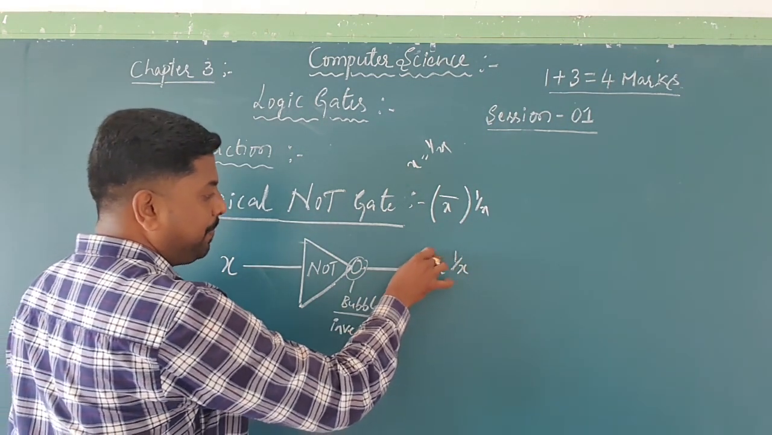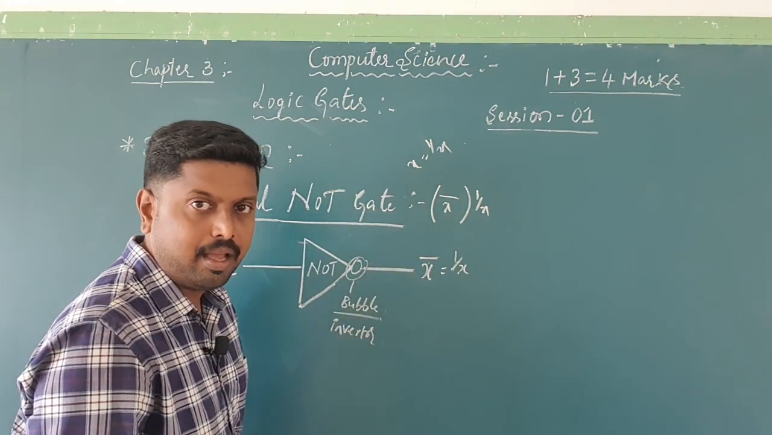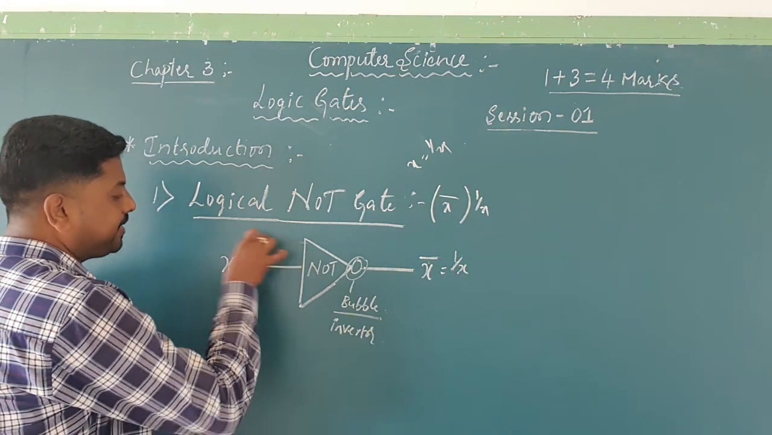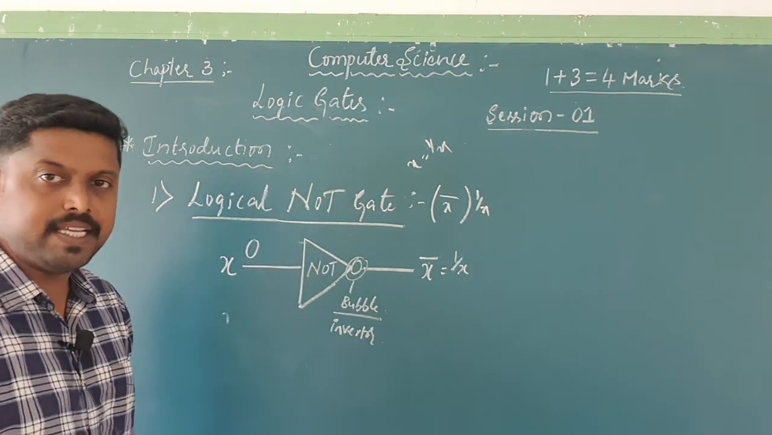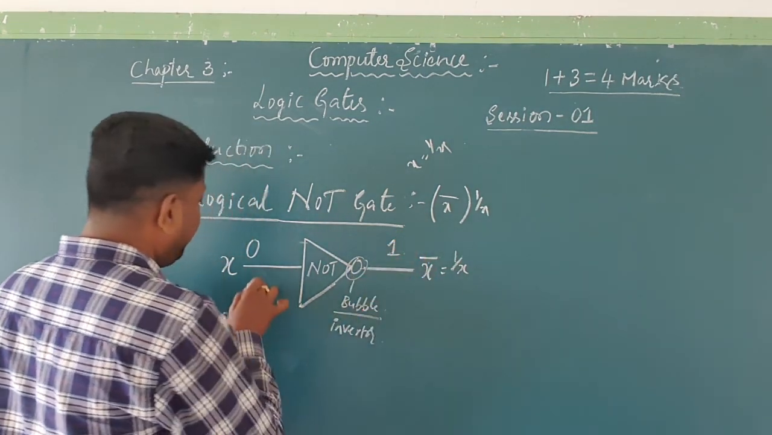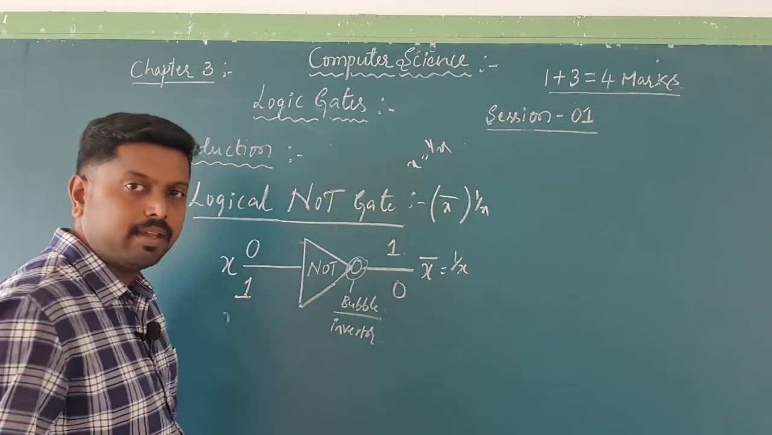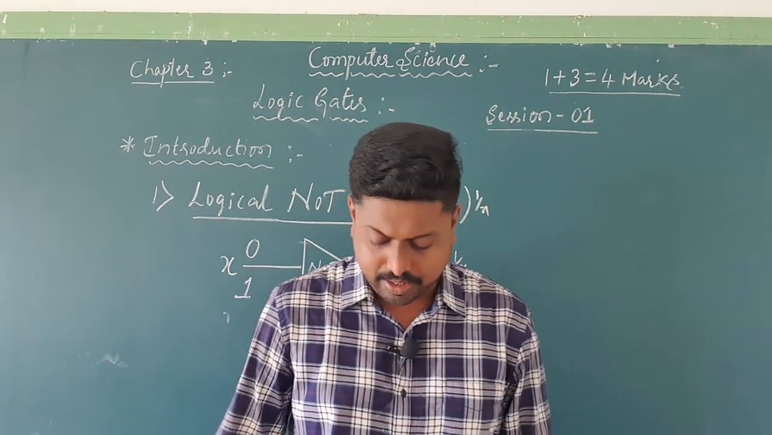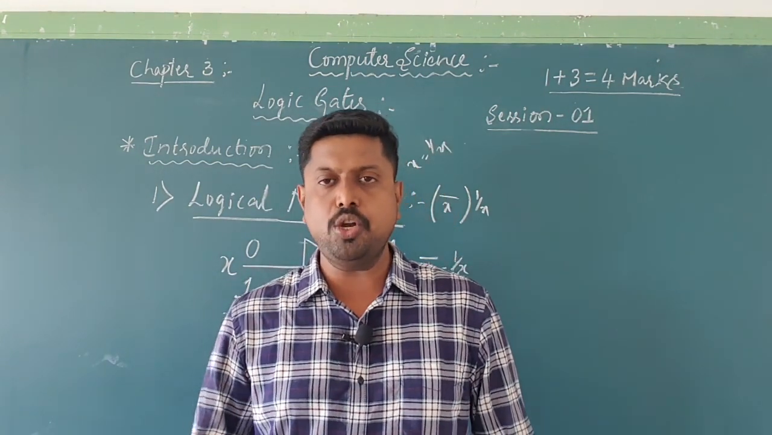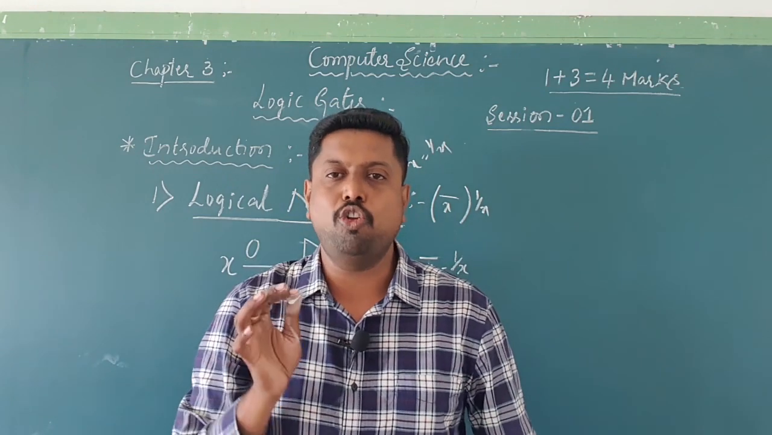We will represent in the truth table not 1 over x, that is x bar. If it is 0 as an input, then the result is 1. If it is 1 as an input, the result is 0. Like that, whatever inputs you give, this gate will convert into its complement. This is what we call the logical NOT gate.